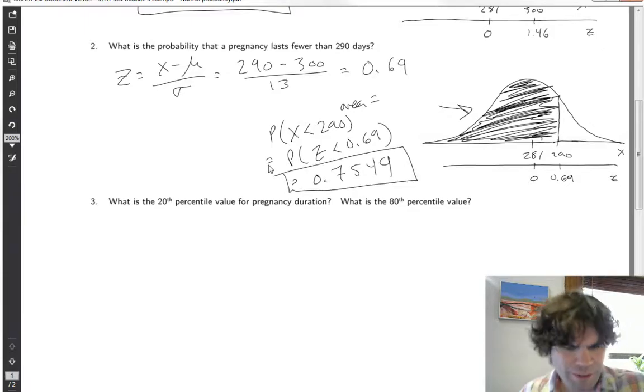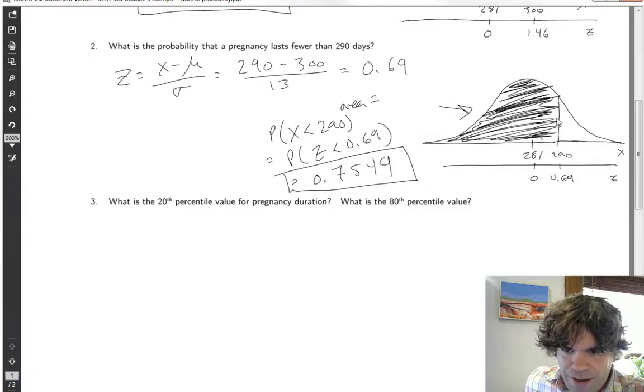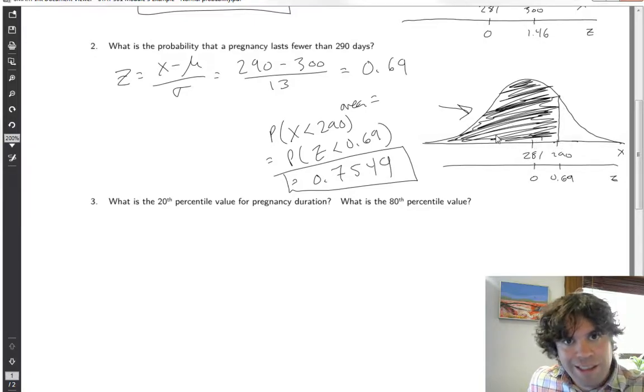Okay, one thing I want to note here: as soon as I drew this picture and shaded that area, before I even calculated the probability, I knew it was going to have to be bigger than 0.5. That's because in this picture we can see clearly this takes up more than half of the distribution. Half of the distribution would be on either side of the mean. So if I have a value above the mean and I'm shading to the left of it, then that area must be greater than 0.5.